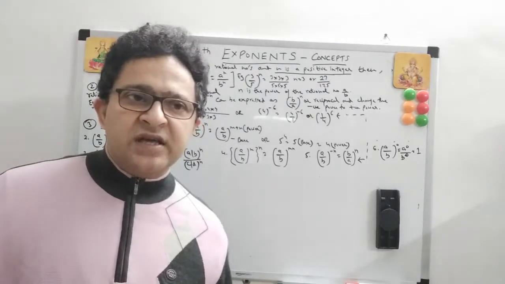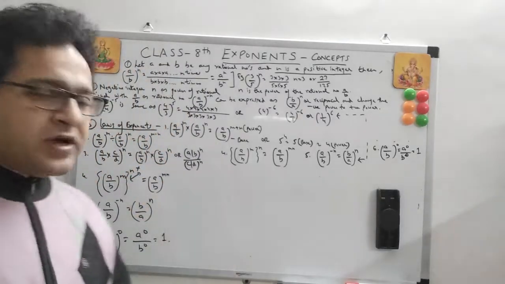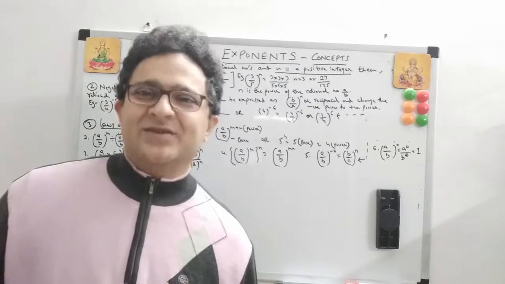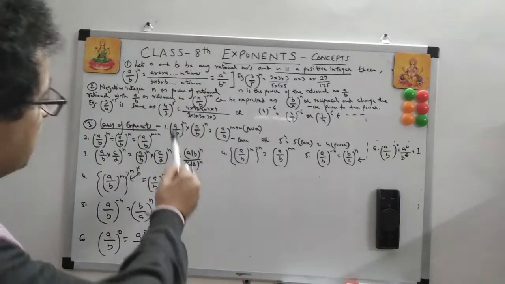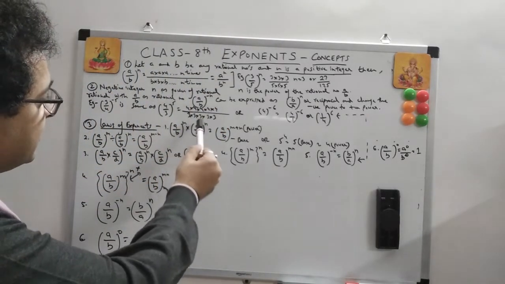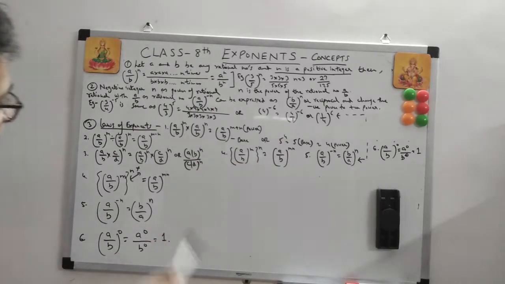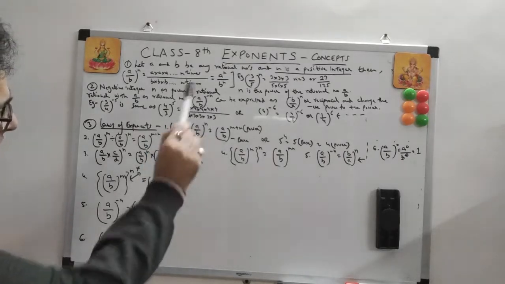With each law you can do some 5 or 6 questions, so it will be at the back of your mind. Okay, students? Let's get started. (a/b)^m into (a/b)^n becomes (a/b)^(m+n). So this is the first law. When there is a multiplication, m plus n, right?